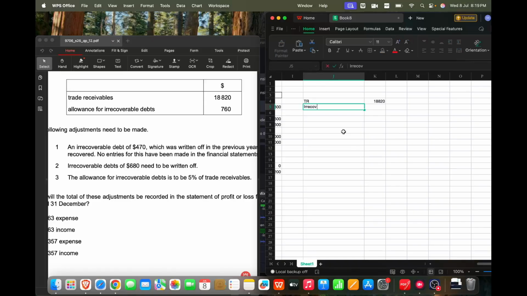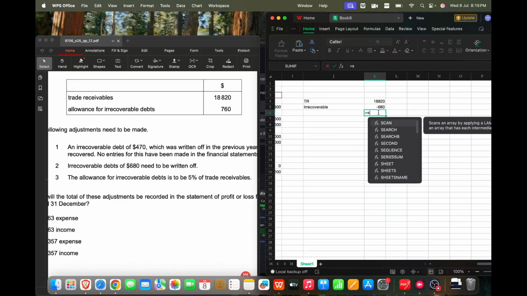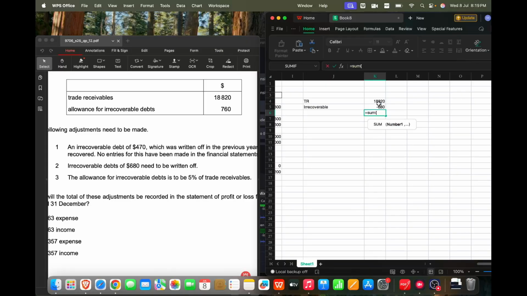So the irrecoverable amount is 680. That I will subtract. And now this is the remaining balance of trade receivable that we have. When I calculate the provision or allowance for irrecoverable debt, we need to calculate it on this amount.